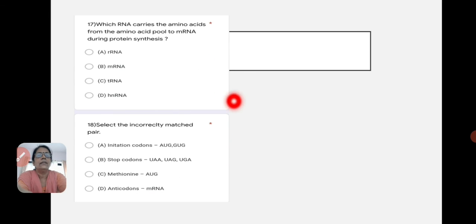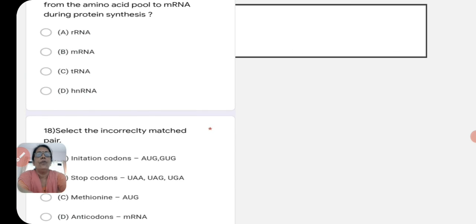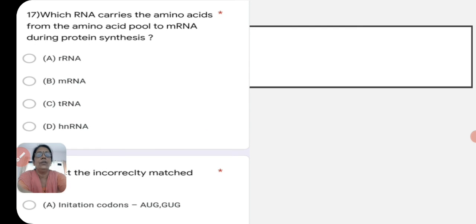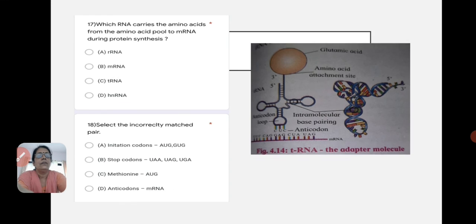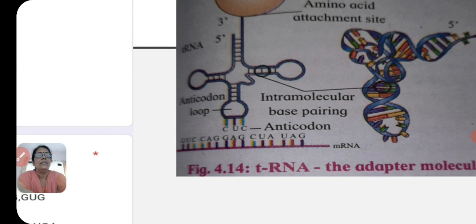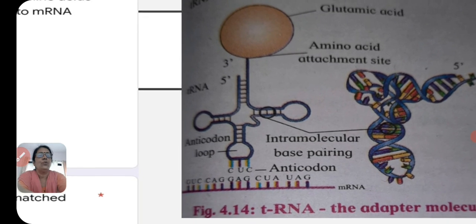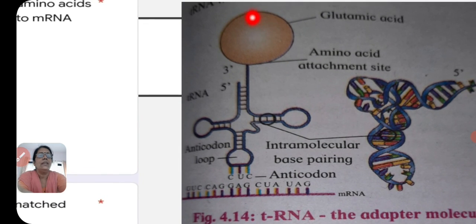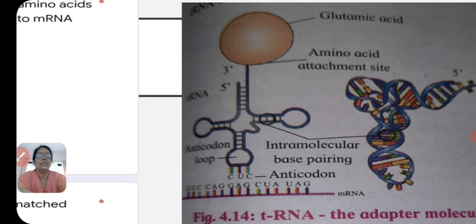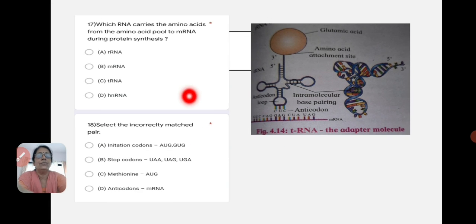Which RNA carries the amino acid from the amino acid pool to messenger RNA during protein synthesis? Look here, this one is the tRNA. This tRNA carries amino acids toward the messenger RNA during protein synthesis. So your answer should be tRNA.